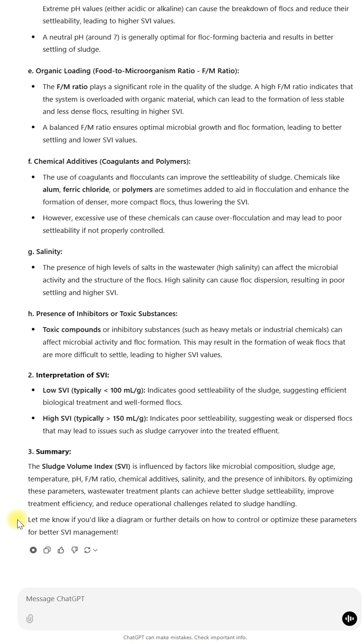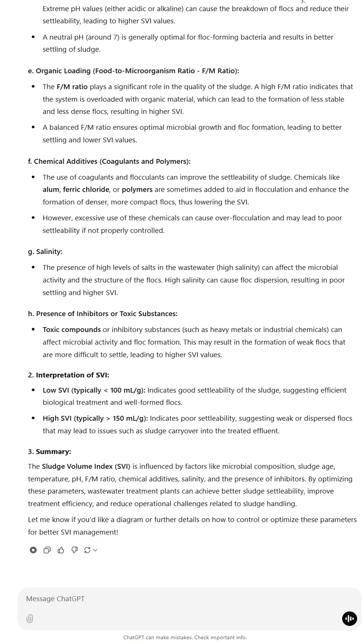2. Interpretation of SVI. Low SVI, typically below 100 milliliters per gram, indicates good settleability of the sludge, suggesting efficient biological treatment and well-formed flocks. High SVI, typically above 150 milliliters per gram, indicates poor settleability, suggesting weak or dispersed flocks that may lead to issues such as sludge carryover into the treated effluent.